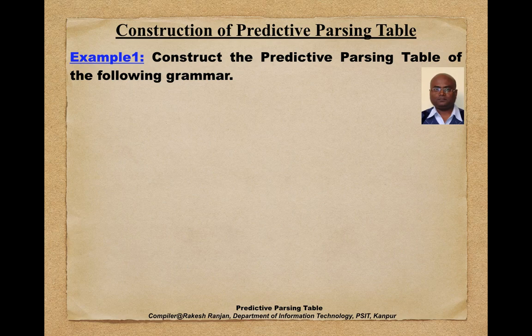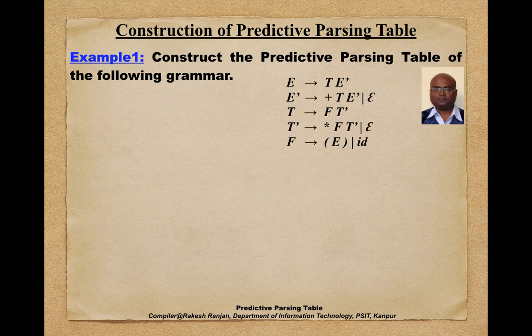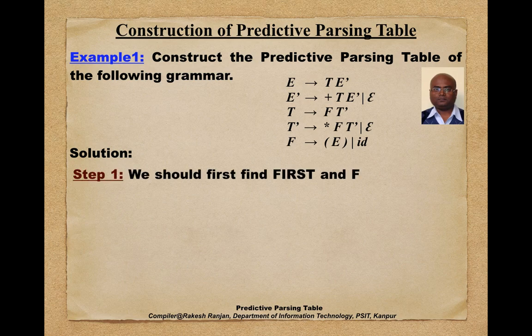How the predictive parsing table can be constructed with a certain example. Let us consider we have a grammar, and using this grammar we need to create a predictive parsing table. The solution consists of a number of steps. In step 1 we need to find first and follow of the grammar symbols.